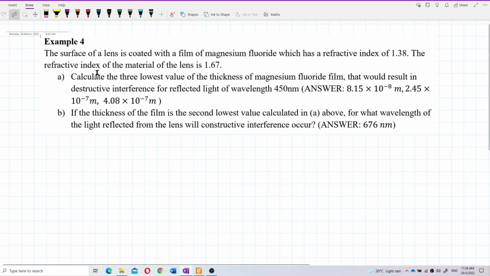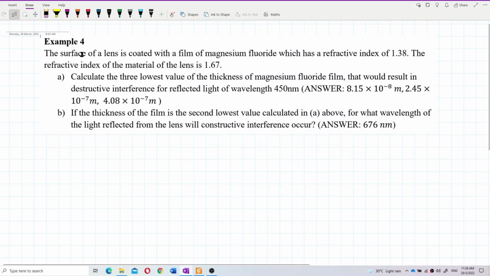Okay, the surface of a lens is coated with a film of magnesium fluoride, which has a refractive index of 1.38. The refractive index of the material of the lens is 1.67. Calculate the three lowest values of the thickness of the magnesium fluoride film that would result in destructive interference for reflected light of wavelength 450 nanometers.